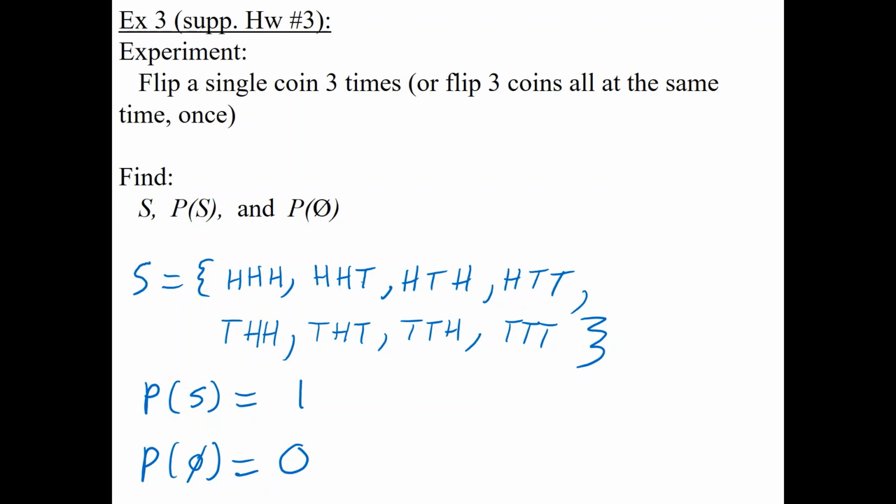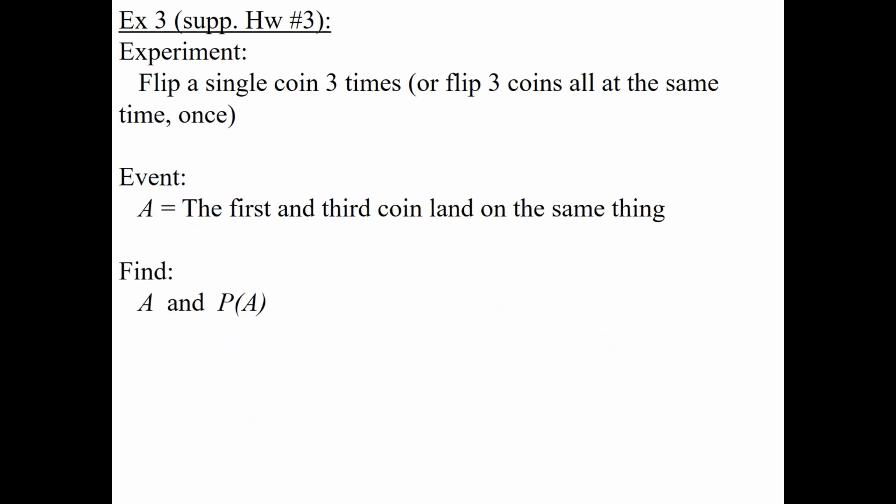Okay, so now we're going to define some other events on this experiment and then find their probabilities. Now we're looking at the event where the first and third coin land on the same thing. So we understand what that means. It means whatever the first coin lands on, if it lands on heads, then the third coin would also need to land on heads. The question says to find A, which is an event, a list, and then find the probability of A, which is a number. So let's start with A.